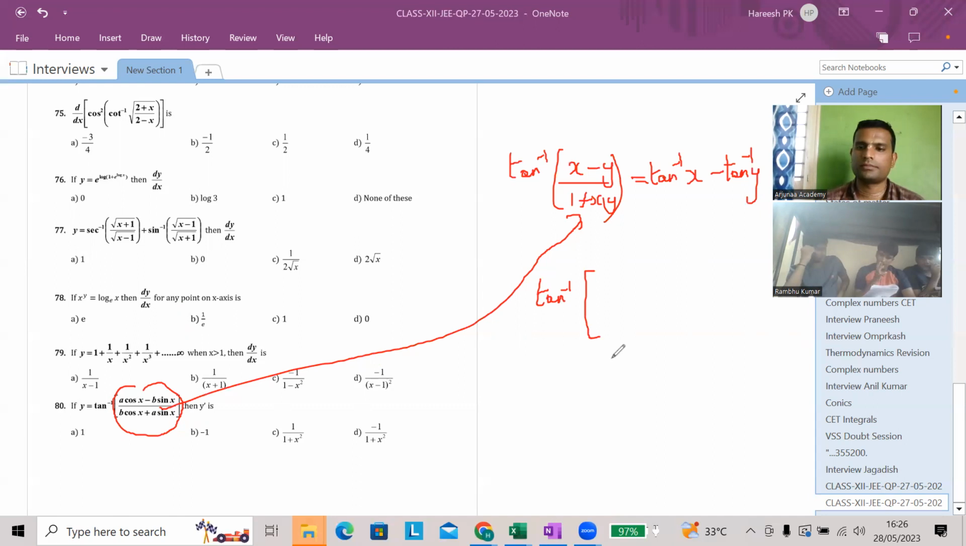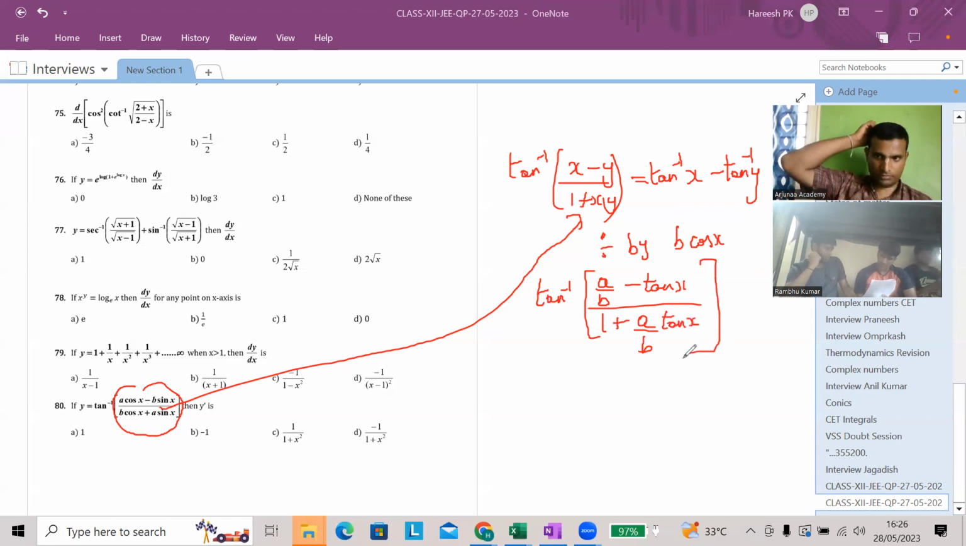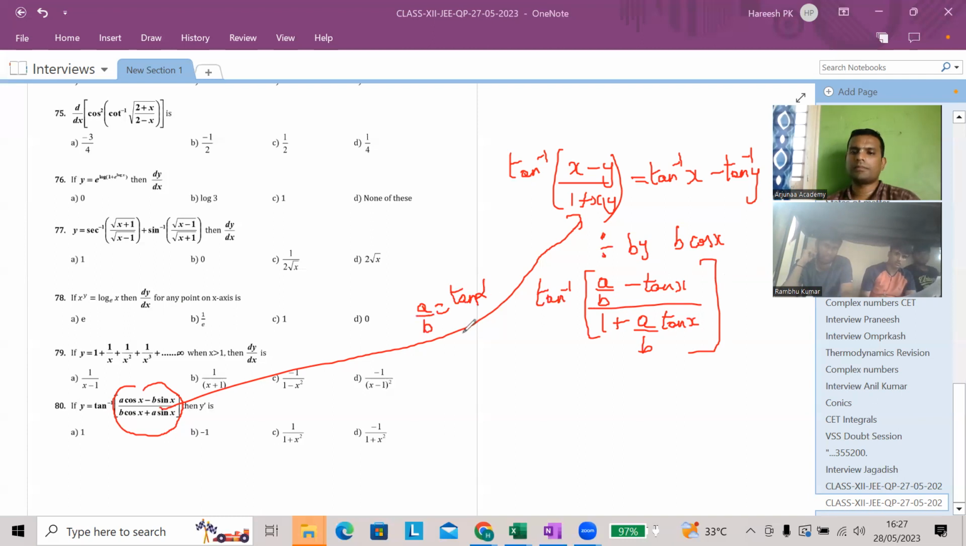what happens? It becomes, dividing by b cos x basically, then b by cos x, a by b minus b tan x. Correct? Yes, sir. So now what I'll do, I'll call a by b as tan alpha. Okay? I'll call it as tan alpha.